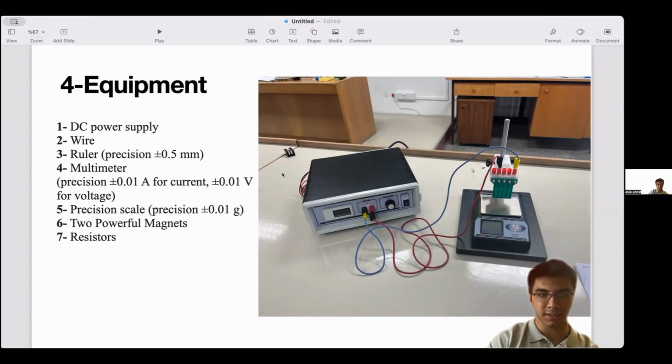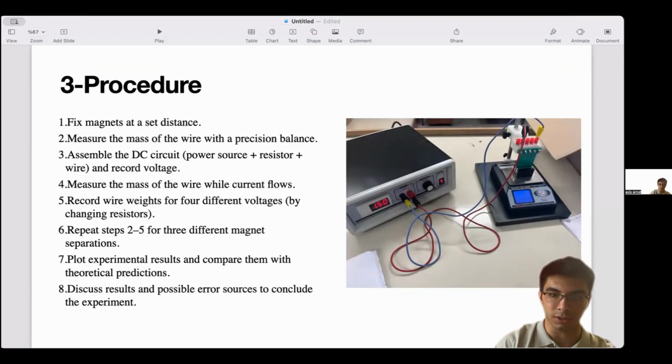Here you can see my setup. This setup does the background work for me. For example, it has a precision scale in there and it has cables in the green field. Here the procedure comes. First, I will fix the magnets at a precise distance using this non-magnetic spacer. Then I will measure the initial mass of our spiral wire using this precision scale.